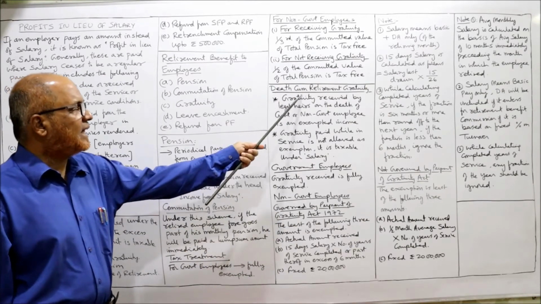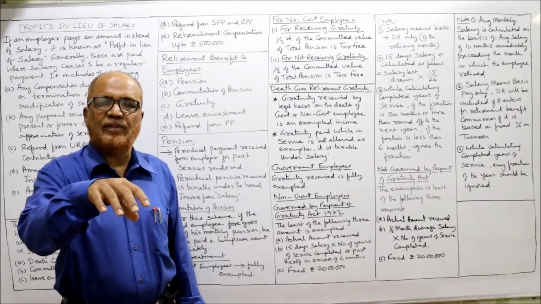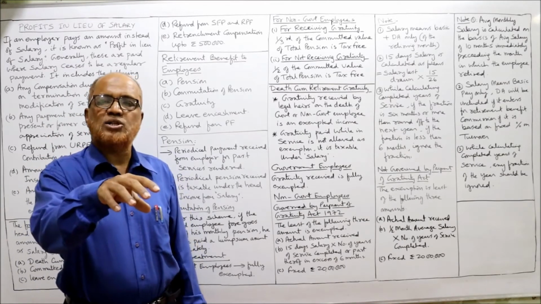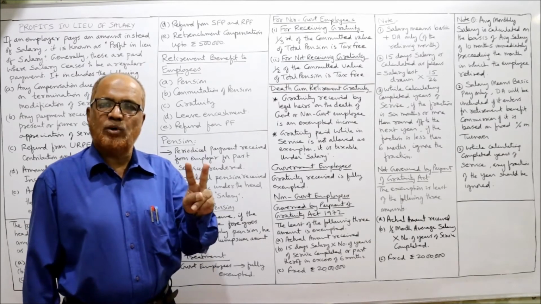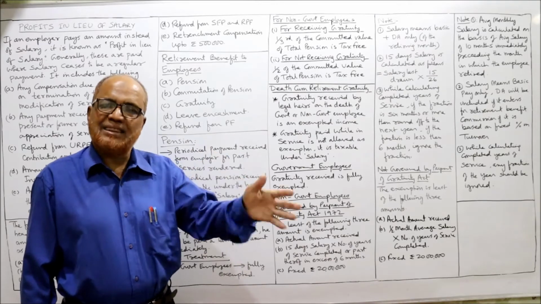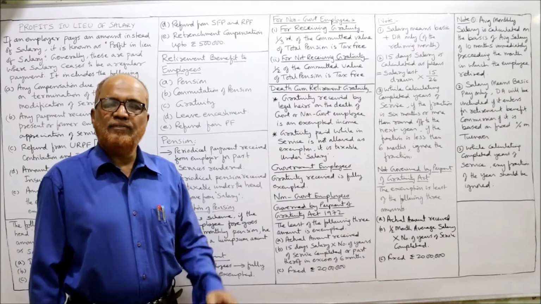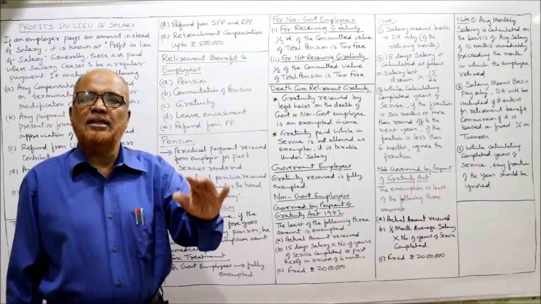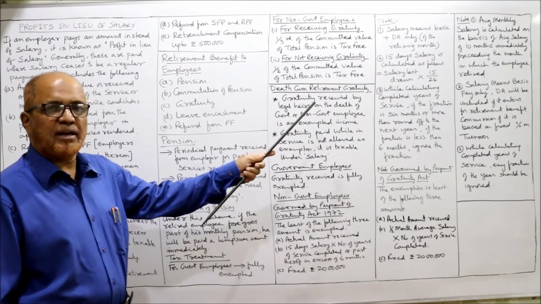Now the next one is death cum retirement gratuity. That means gratuity is paid on the death of the employee to the legal heirs, or retirement gratuity will be paid to the employee. So gratuity is paid in two ways. If the employee dies, gratuity will be paid to the legal heirs. If gratuity is paid at the time of retirement, then gratuity is paid into the employee's hand. So death cum retirement gratuity.